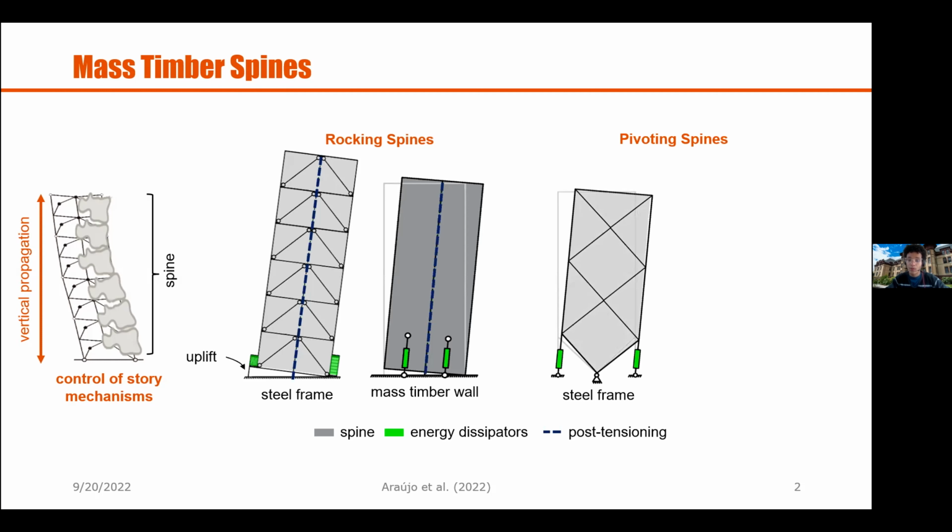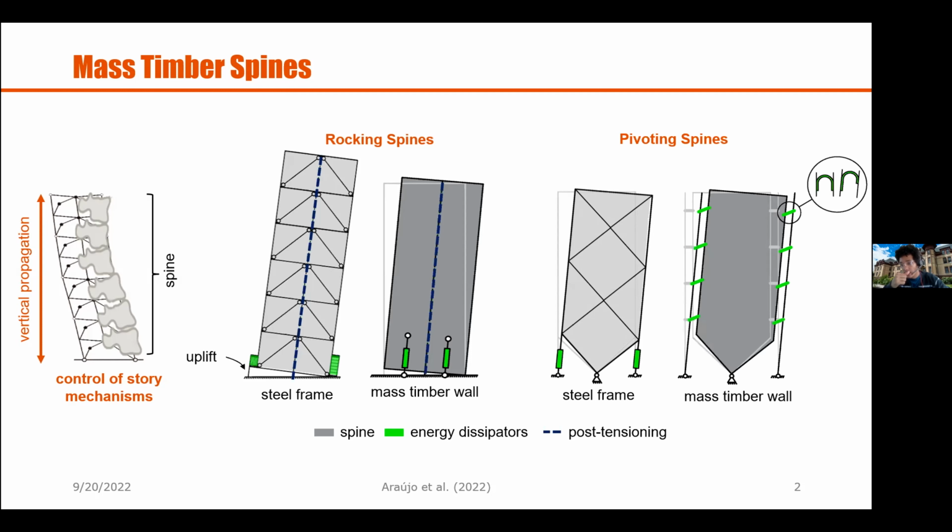There's no extra damping added in the system. I'm highlighting here the spine. When it comes to precast concrete walls and mass timber walls, we can design a pivoting spine if we design a connection that allows the wall to pivot at the base without impacting the foundation, which could be beneficial because we are then limiting the occurrence of crushing at the base of this spine. Limited research is available right now on pivoting mass timber spines.